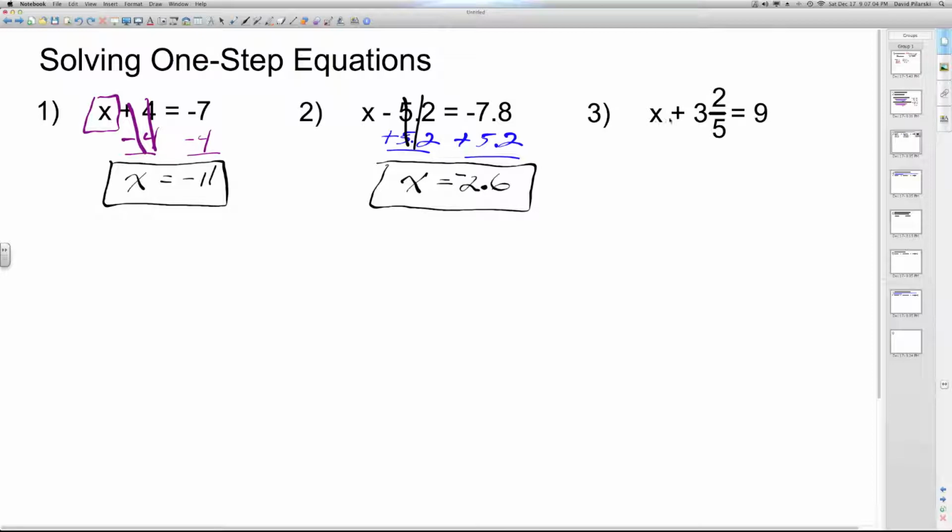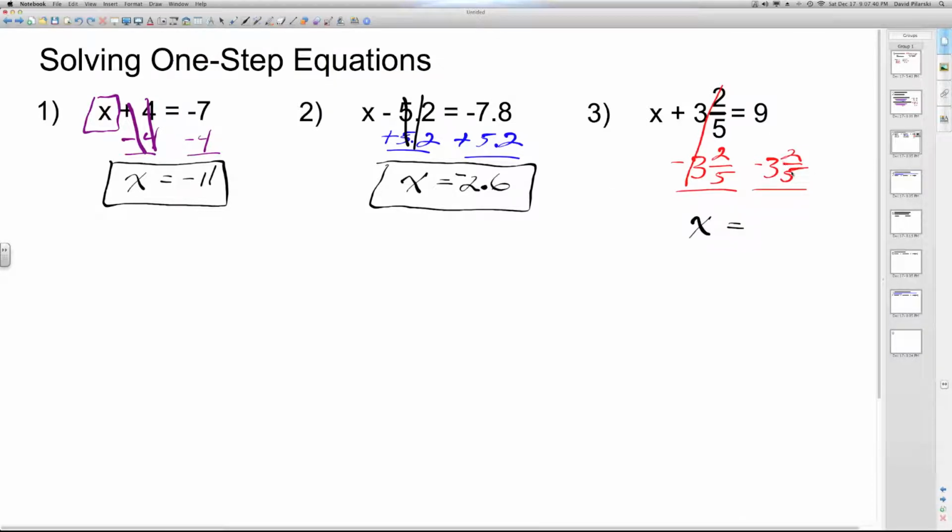Problem number 3 here is x plus 3 2/5 is equal to 9. Since we are adding 3 2/5 to the variable x, we're going to need to subtract that from both sides. So in this problem, we're going to subtract 3 2/5 from both sides. The 3 2/5 on the left, they become 0. They cancel. So we've isolated the variable x on the left of the equal sign.